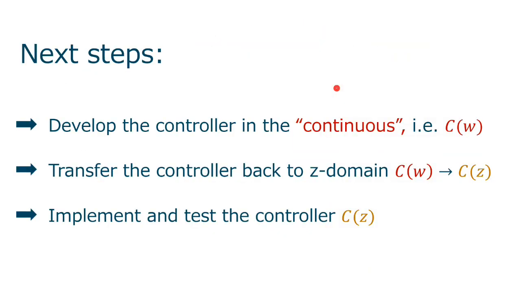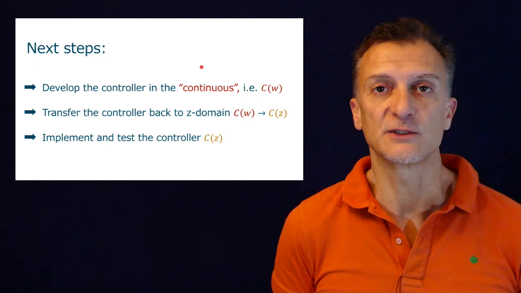So the next steps are to develop the controller in continuous, so the CW, then transfer the controller back to the Z domain, from CW to CZ, and then implement and test the controller. And this is what we will do next week.